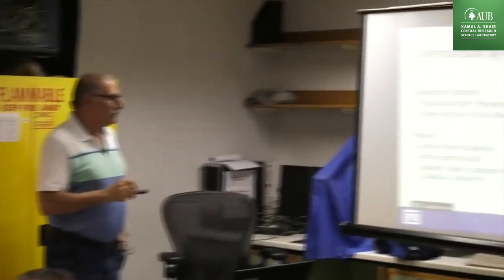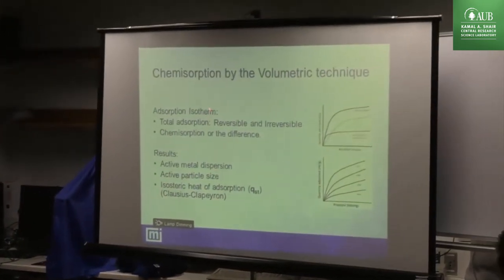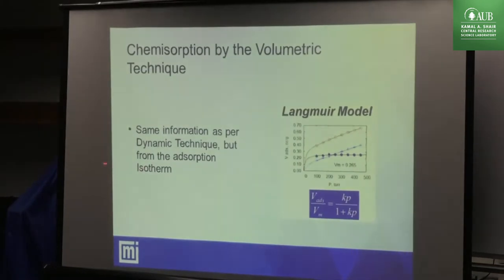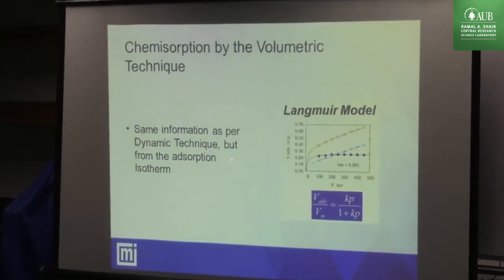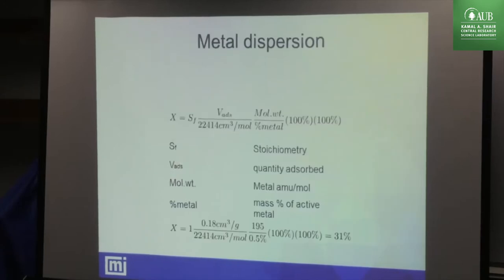And the isosteric heat of adsorption, as I said, we can measure by applying the famous Clausius-Clapeyron equation. This is explained exactly the same way: the first adsorption isotherm, the second one, and we apply the Langmuir model, a type 1 adsorption isotherm. Anything we can fit, it just has to be linear, so we can get V sub m, the volume of the monolayer, which corresponds to the amount of probe molecule adsorbing over the active species.